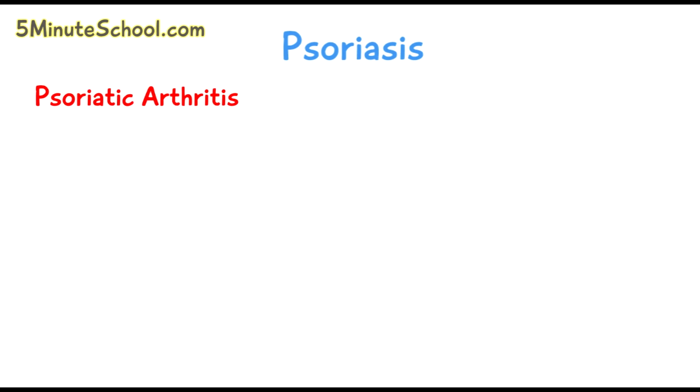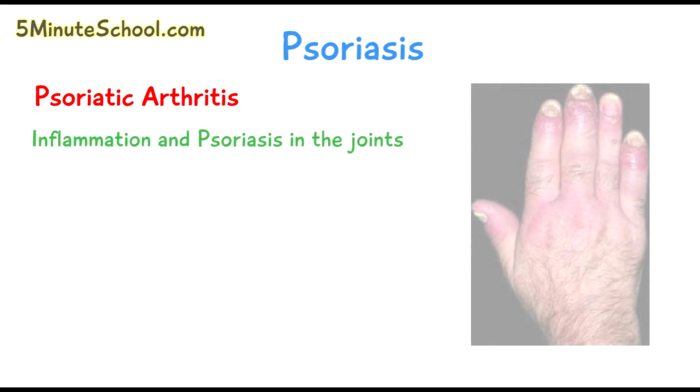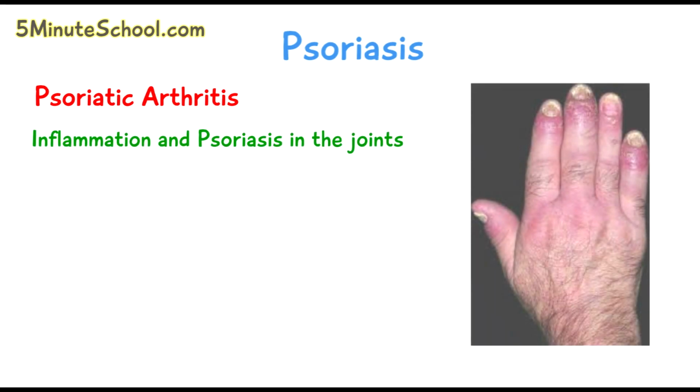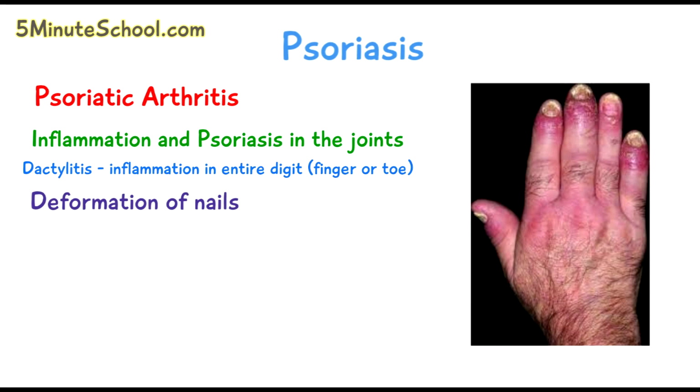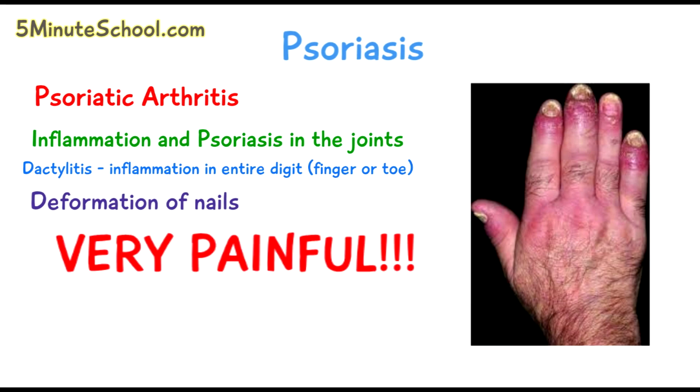Psoriatic arthritis is another type, and this is where we have inflammation and psoriasis in the joints. It's particularly happening in the fingers and the toes. This is known as dactylitis, and other things that you might also see in psoriatic arthritis are changes and deformation of the nail. Also, something else to note is that it is a very painful condition, and you'll also see psoriasis-like lesions on the skin in these areas of the toes and fingers.